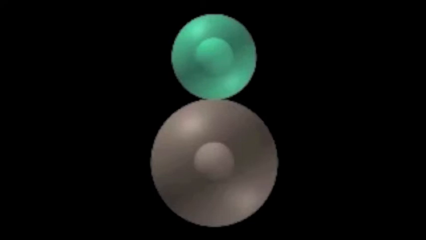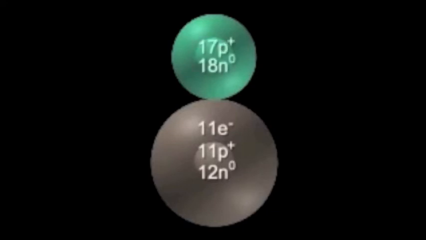The sodium has 11 protons and 12 neutrons in its nucleus, and 11 electrons around the nucleus. The chlorine has 17 protons and 18 neutrons, and 17 electrons surrounding it.